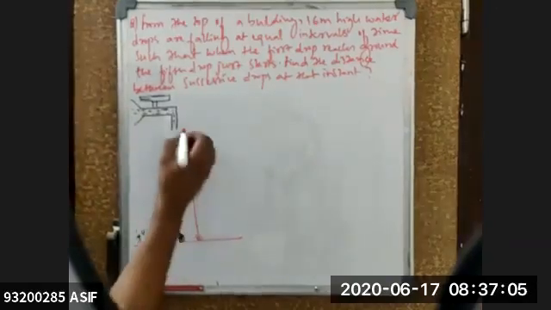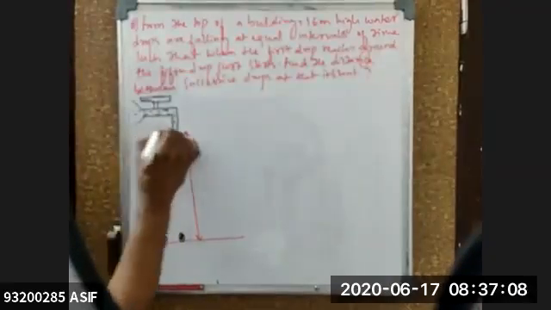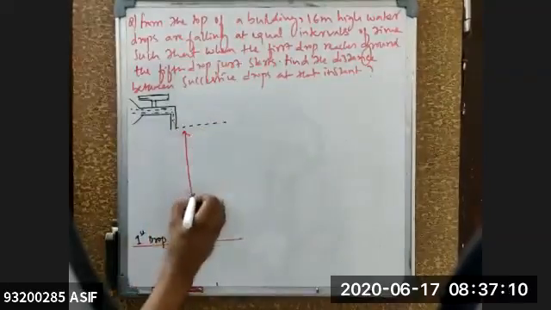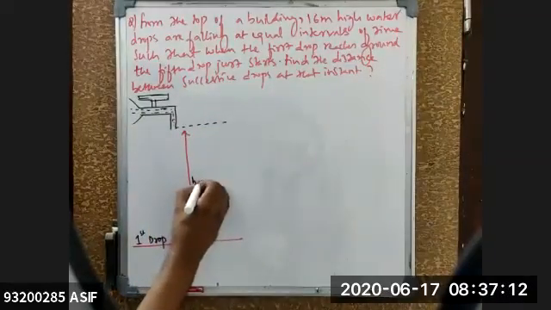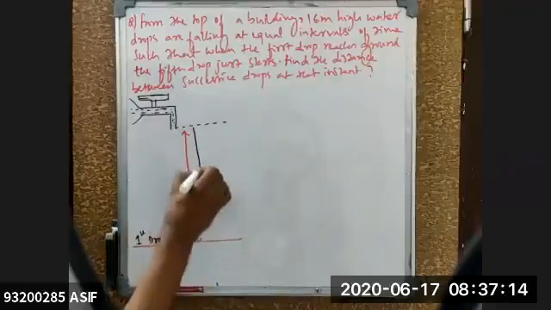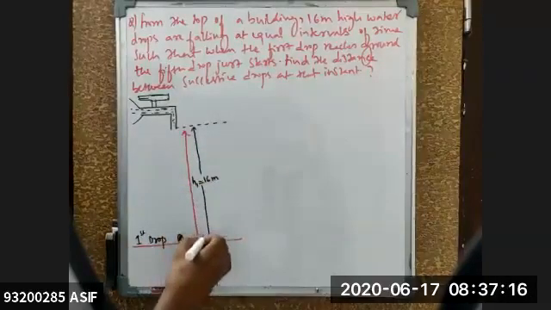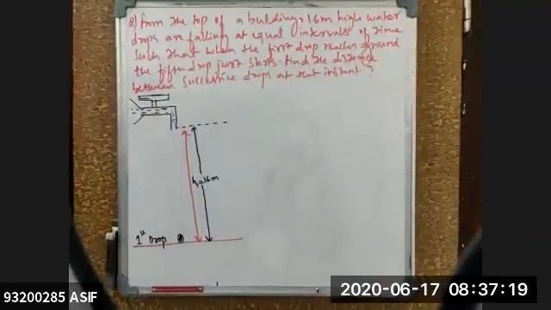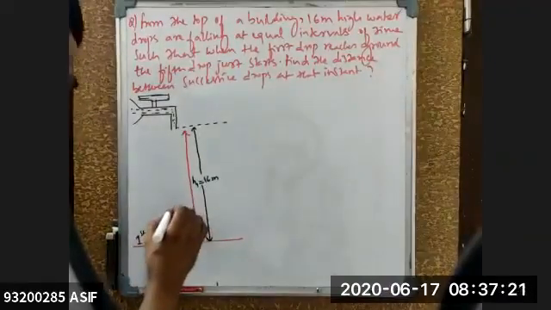So how much distance has the first drop traveled right now? I'm taking this one as the reference. So this one is right now H1. So this H1 is equal to how much for me? 16 meters. So the first drop has traveled a distance of how much? 16 meters.